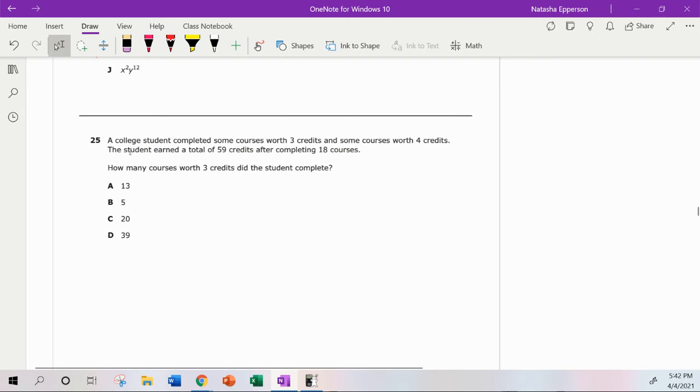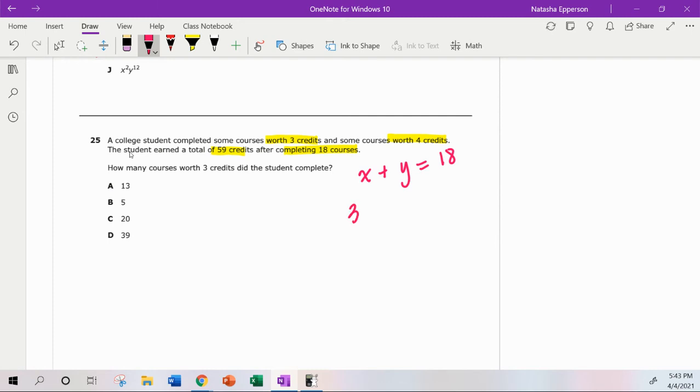Question number 25. A college student has completed some courses with 3 credits and some courses with 4 credits. The student earned a total of 59 credits after completing 18 courses. So I'm going to have one equation that's dealing with the number of courses. So we're going to have x plus y is equal to 18 courses. Then we're going to have the equation dealing with the number of credits. So we've got 3 credits, so 3x, I'm going to let this be x and this be y.